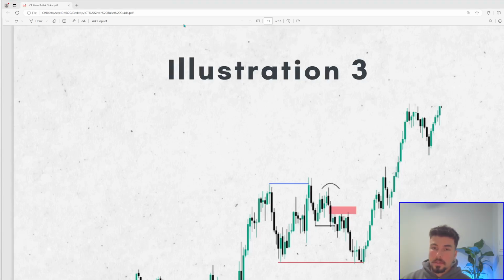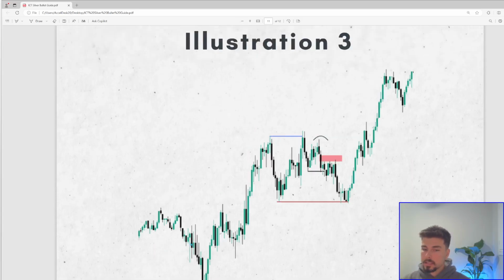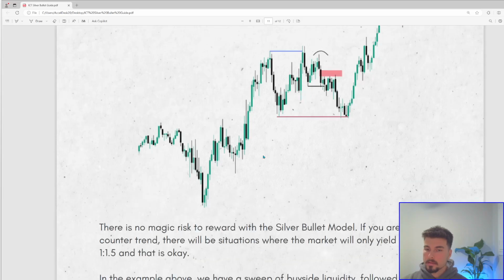Alrighty guys, so let's get into illustration number 3. Look at this bigger price swing. Obviously we're trending up, and this here is the silver bullet. This is the New York session. Silver bullet's roughly from here to about here.